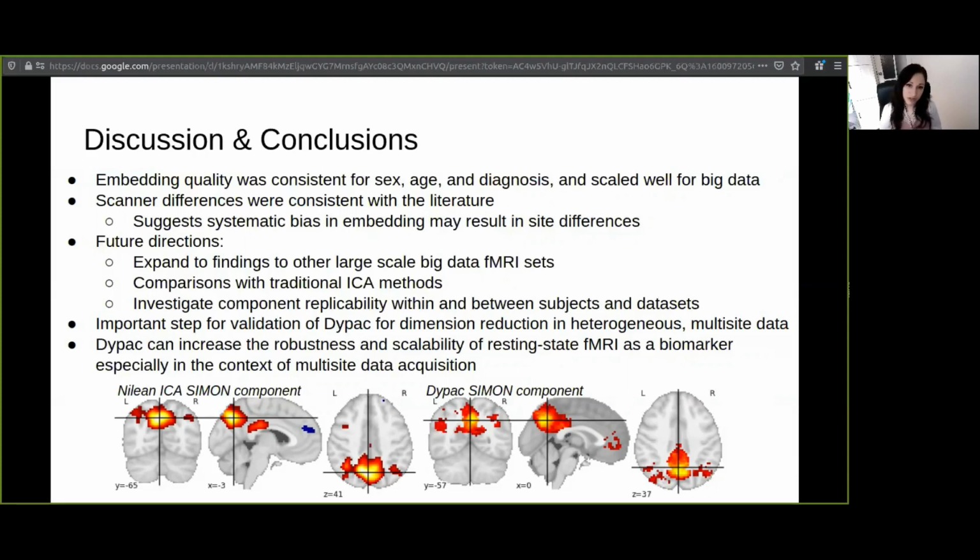Future experiments will include comparisons with traditional ICA methods and investigate embedding component replicability between and within subjects and datasets. We believe that Dypac can increase the robustness and scalability of resting state fMRI as a biomarker, especially in the context of multi-site data acquisition.